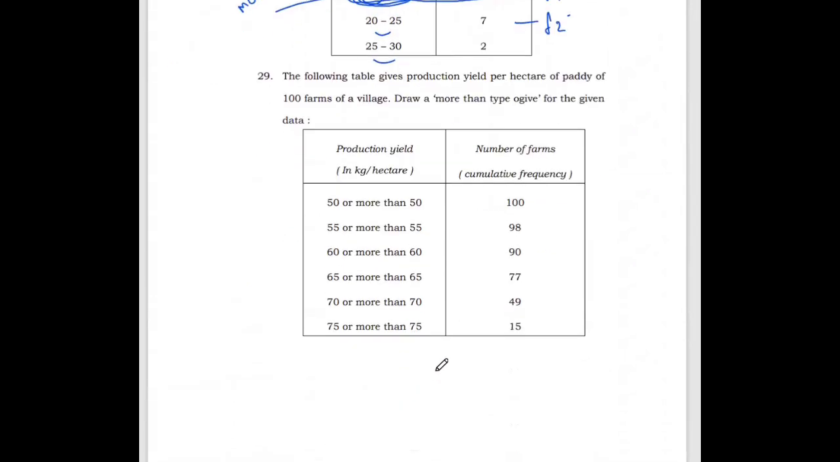Next is the 29th question, which is always a 100% question, the OG. This is the more than type of OG. You might get less than also. How to draw, how to do this? Very simple. Remember, put a line here. Always this part is your CF. So now let's start the CF. This is the CF, cumulative frequency. They're starting from 100, 98, 90, 77, 49, 50.